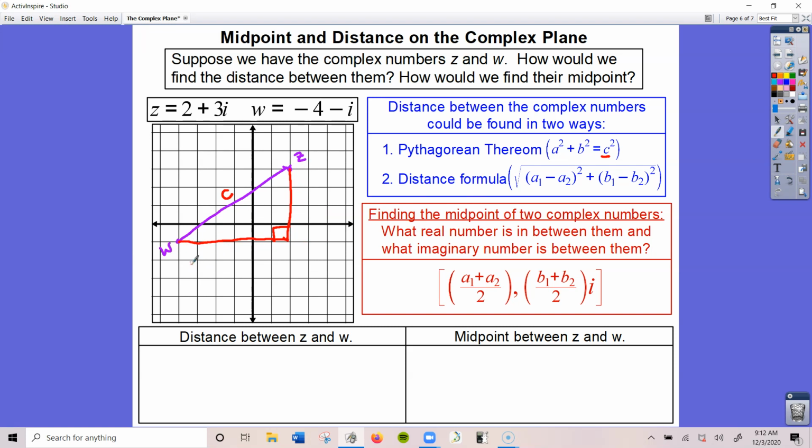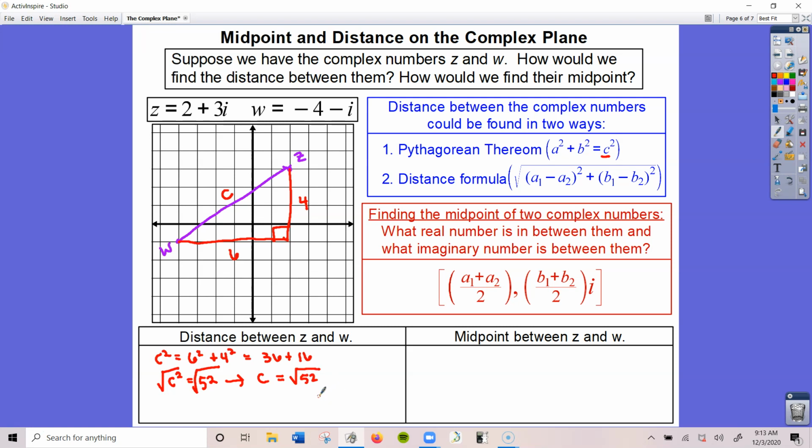So we can find these lengths just by counting. So I have 1, 2, 3, 4, 5, 6 here, and 1, 2, 3, 4 here. So now I can find this distance. So c squared is equal to 6 squared plus 4 squared. 6 squared is 36 plus 4 squared, which is 16. So we get that c squared is equal to 36 plus 16, which is 52. And then I would square root in order to find that distance. So c, my distance, is equal to the square root of 52.